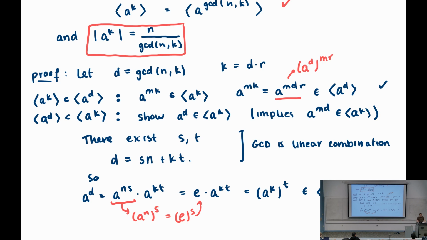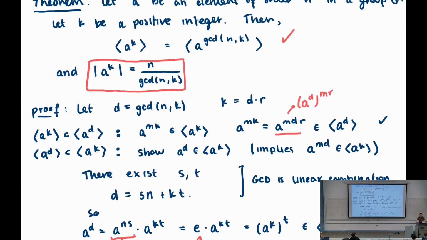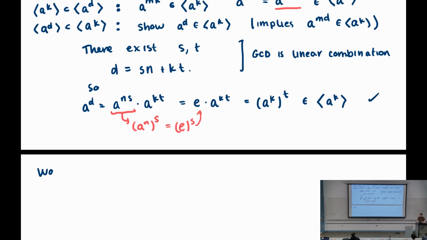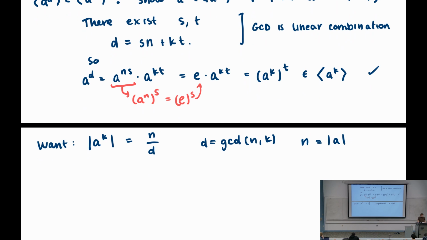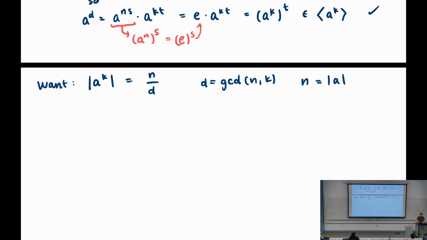Okay, so let's do this second part. So we want to show that I'll just rewrite down here. We want the order of A to the K. We want to show that this is N over D, where D is the GCD of N and K, and N is the order of A.